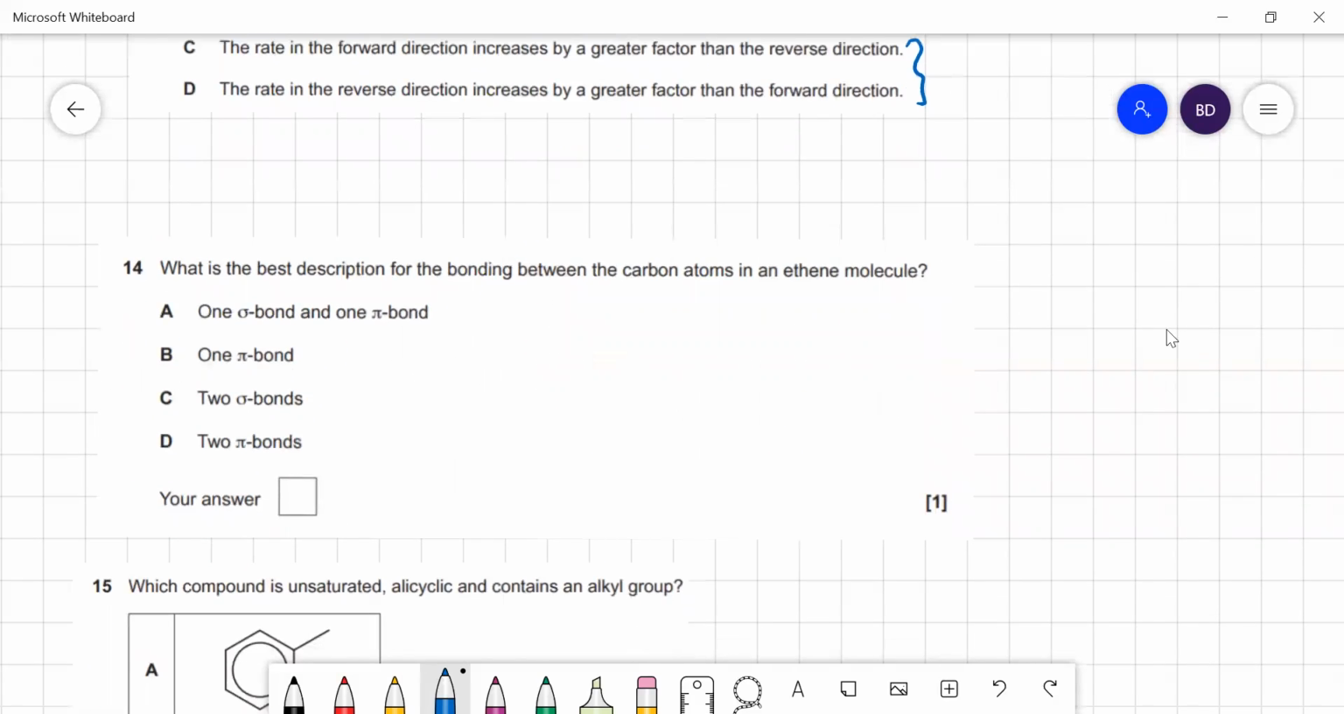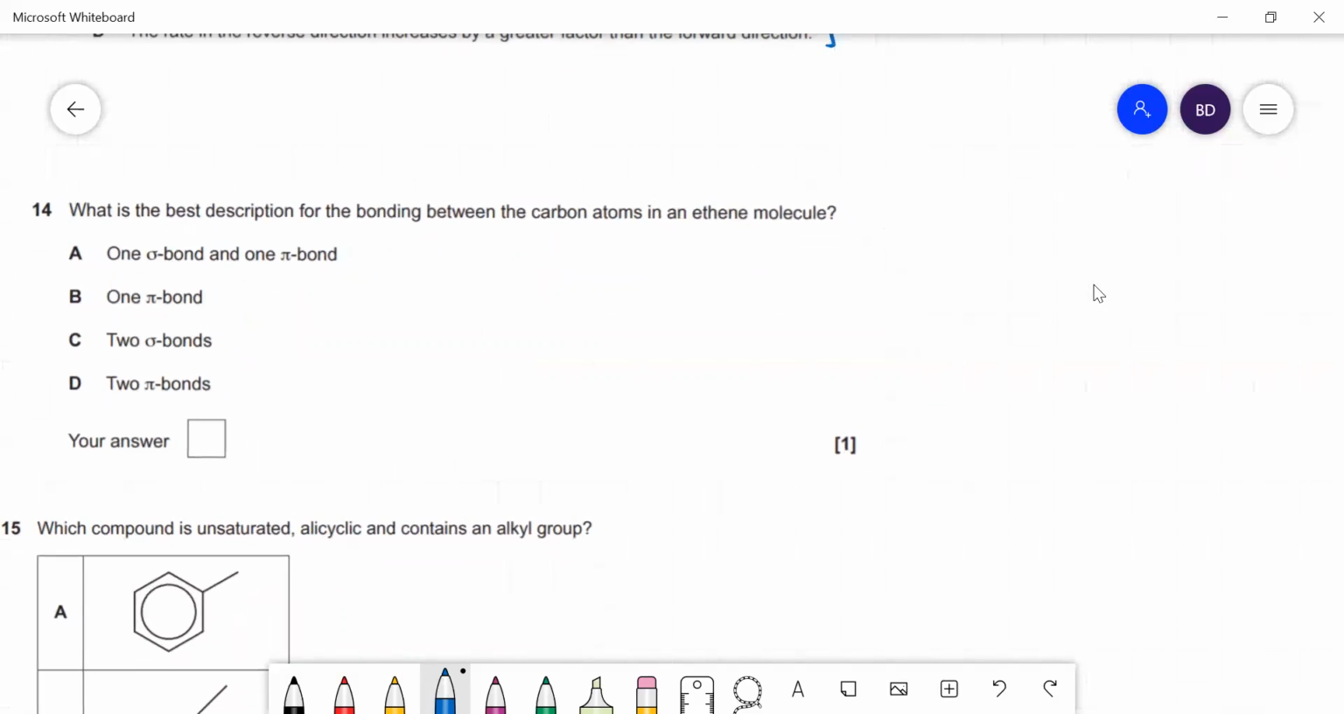Right, what's the best description for the bonding between carbon atoms in an ethene molecule? Well, it's a double bond, isn't it? We have one where the electron density is between them, that's the sigma, and then you have the second bond where the electron density is above and below the plane of the molecule. There's two sort of lobes to that, and that's the pi bond. So one sigma and one pi bond is the correct answer.